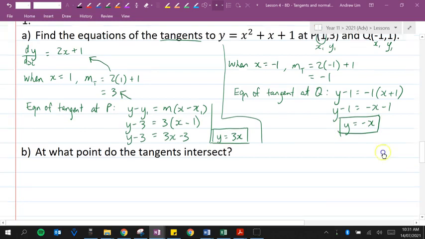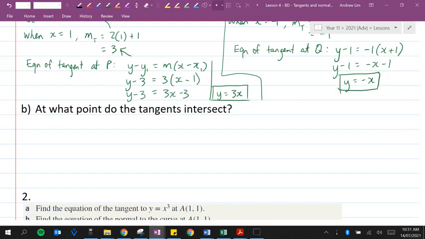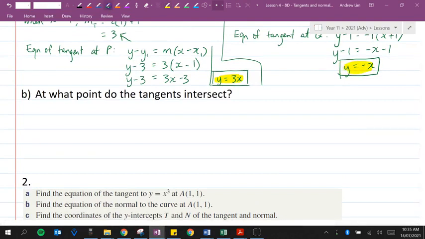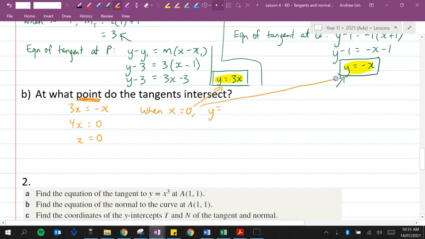At what point do the tangents intersect? We need to remember that when two lines intersect each other, the equations of those lines are equal to each other. So we have y equals 3x, and we have y equals negative x. So y is equal to 3x, we can just replace that with 3x, and make it equal to negative x. So we've got 4x is equal to 0, so x is equal to 0. That's the x-coordinate of the point where they intersect. We need to work out the y-coordinate. So when x is equal to 0, we sub 0 into any one of these two. I'm just going to do 3 lots of 0, which is 0. Therefore, they intersect at (0, 0).